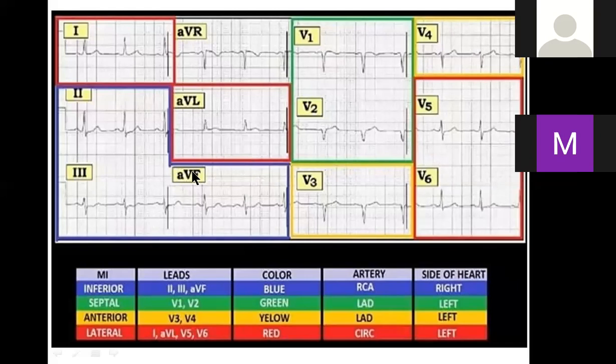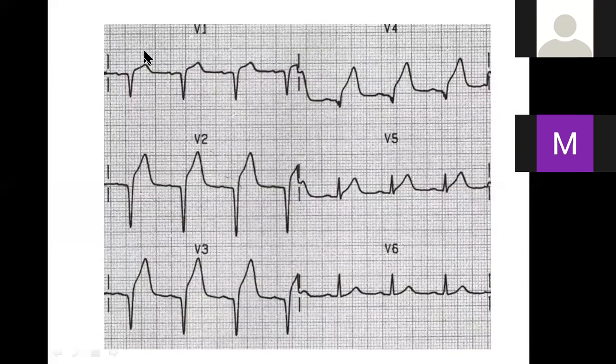Friends, where are the Q waves? V1, V2, V3. This is an abnormal Q wave with ST elevation. This is acute myocardial injury in the anteroseptal part.